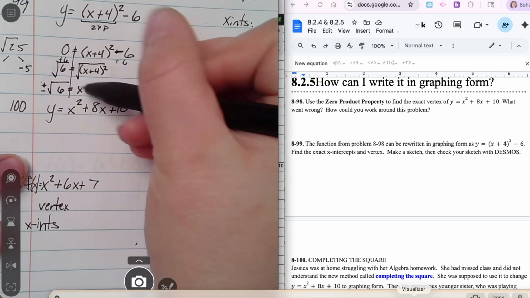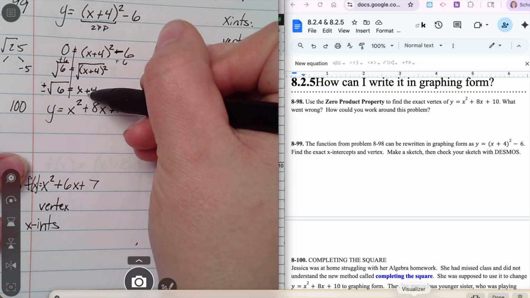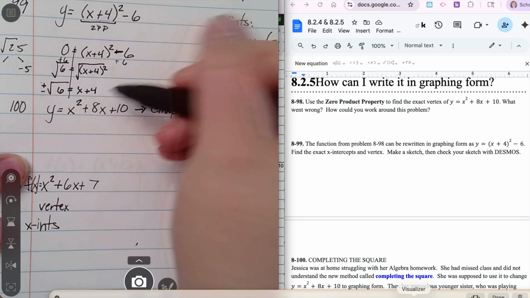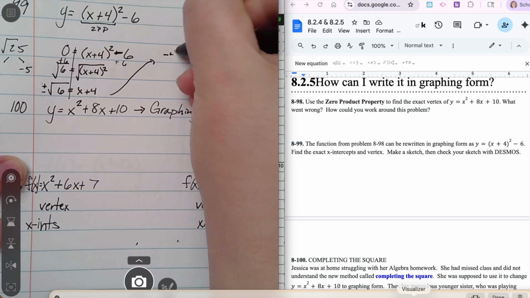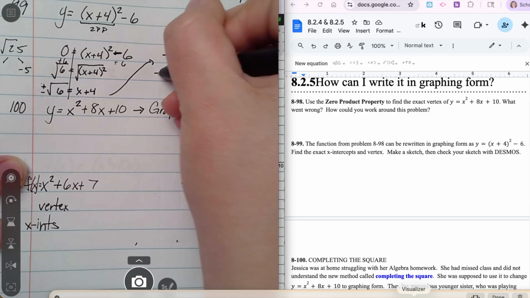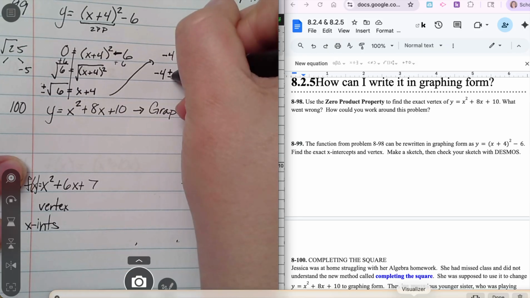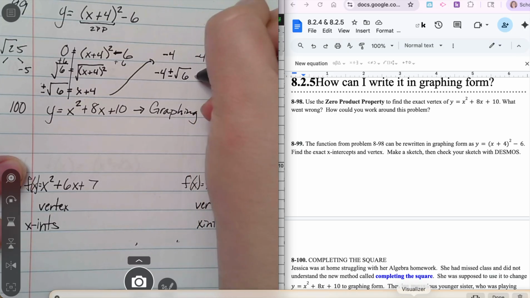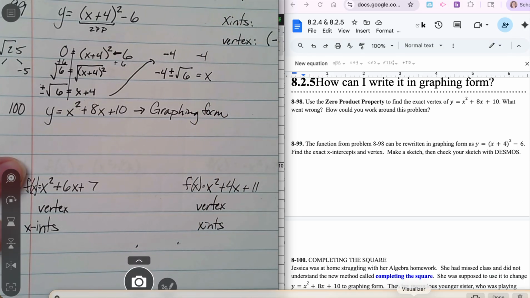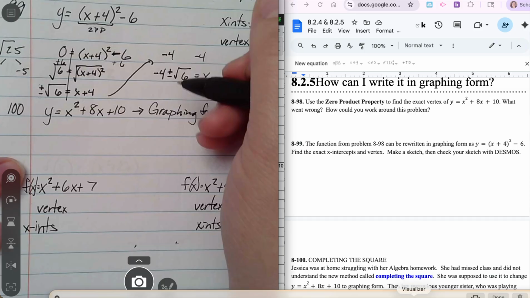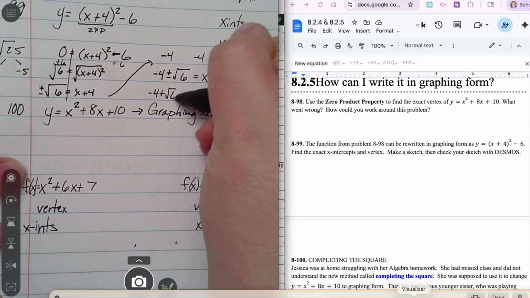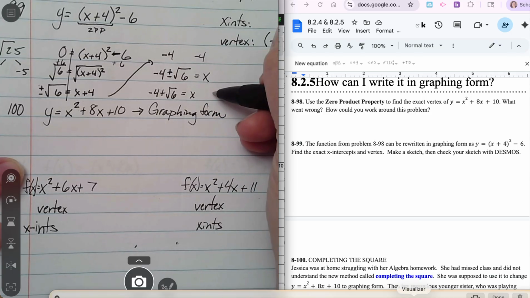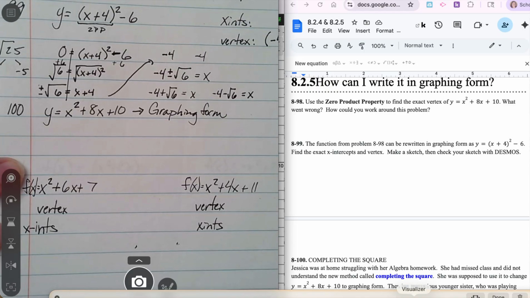Back to our problem at hand here, we need to finish solving for x, so I need to move this 4 to the other side by subtracting. Running out of space here, so subtracting the 4 from both sides, I get -4 plus or minus the square root of 6. So my two actual answers would be -4 plus the square root of 6 is one of my x-intercepts, and -4 minus the square root of 6 is my other x-intercept.